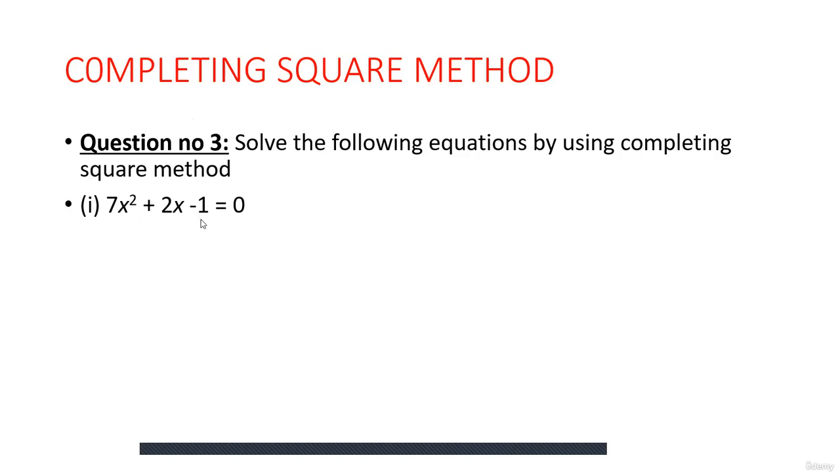Now the first step in the completing square method, you must remember, is about the coefficient of x squared. You must divide every term by the coefficient of x squared, and you must write the quadratic equation in the standard form, that is 7x squared plus 2x minus 1 equal to 0. Here there are three terms: your square term, the term without square, and the constant term. Now after this arrangement you will start.